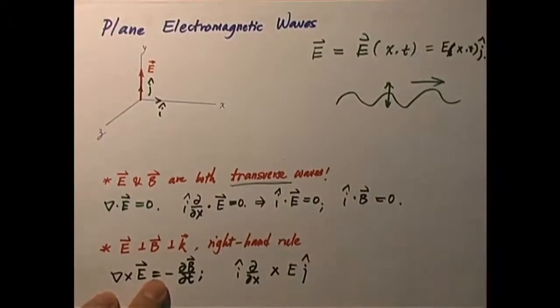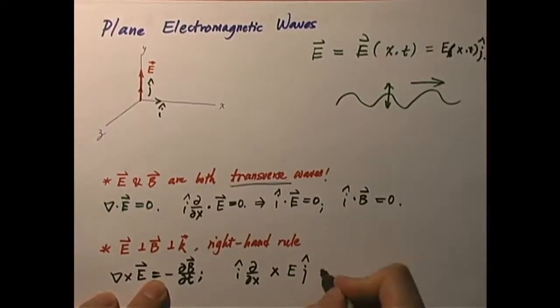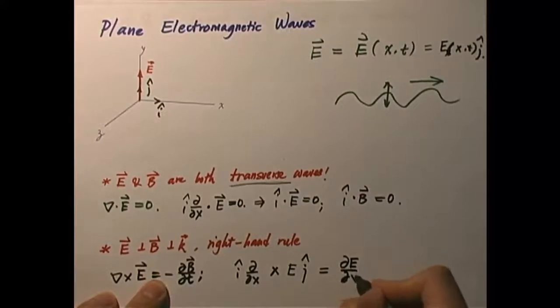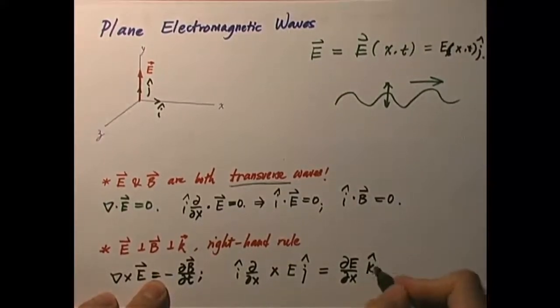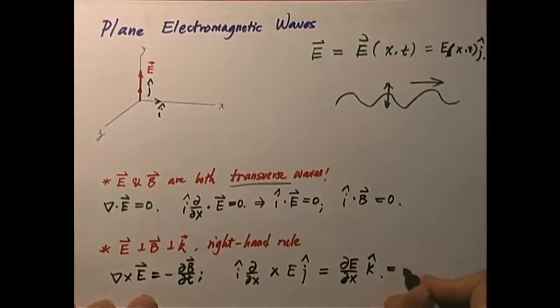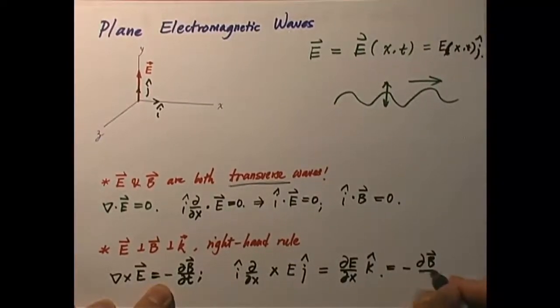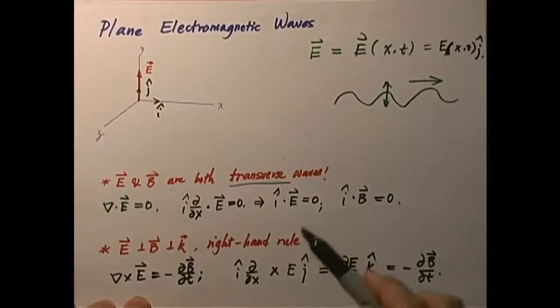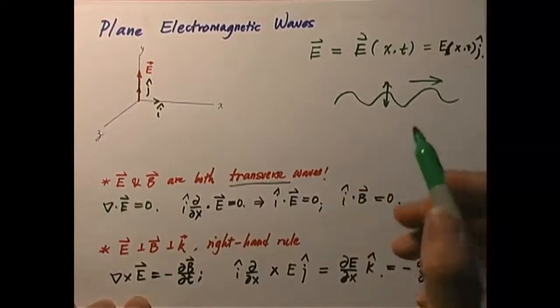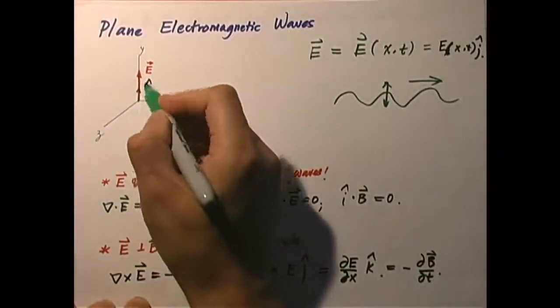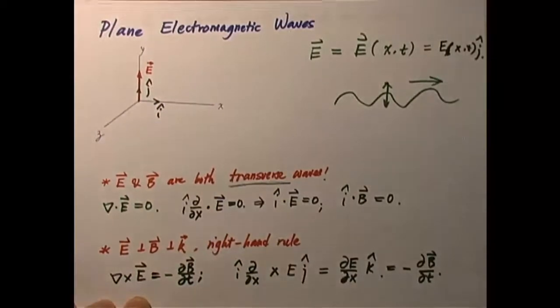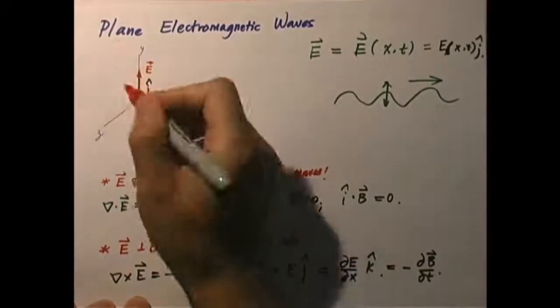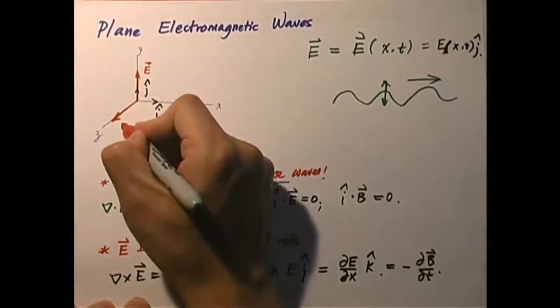Right? So you see, I have I cross j. What's that? That's k. Isn't that k? So I have partial E partial x times k. And that equals negative partial B partial t. Right? So that tells you that the B, the magnetic field, must be in the k direction, in the z direction. So I'm going to draw the magnetic field in this direction.